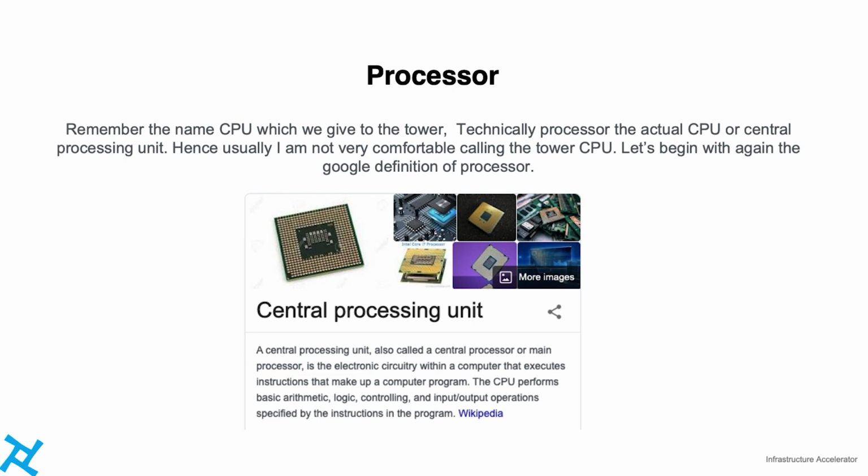Let's once again begin with the Google definition of a processor. A central processing unit, also called a central processor or main processor, is the electronic circuitry within the computer that executes the instructions that make up a computer program. The CPU performs the basic arithmetic, logic, controlling and input-output operations specified by the instructions in the program.